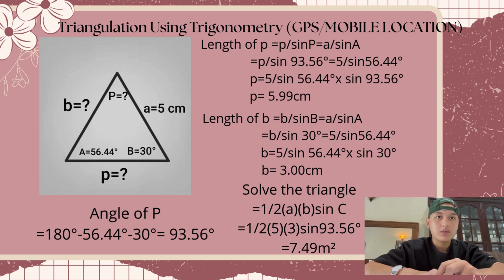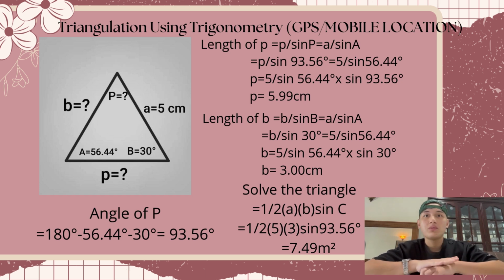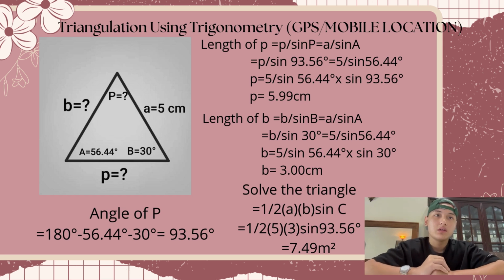And then step 2, to find the length of B. The formula is B over sine B equals A over sine A. If you insert all the numbers, we will get 5.99 centimeters. And then for the other length, we use the same method, using the same formula, and you will get 3 centimeters.